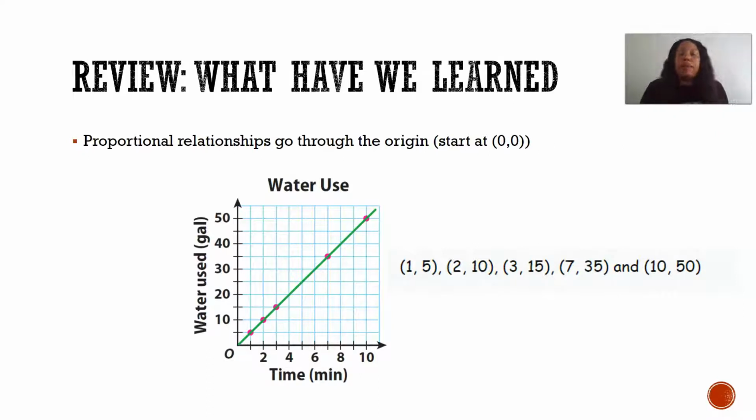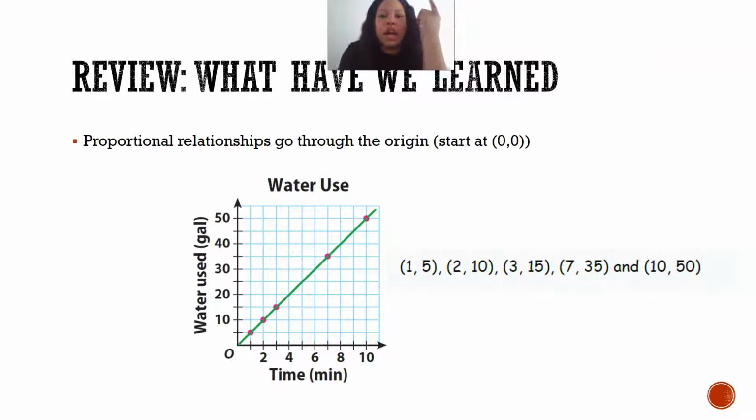A proportional relationship, like we just said, goes through the origin. So that means it goes through 0, 0. If you look at your graph down here, you'll see that it started, this is what I mean by goes through 0, 0. It goes through the little corner.